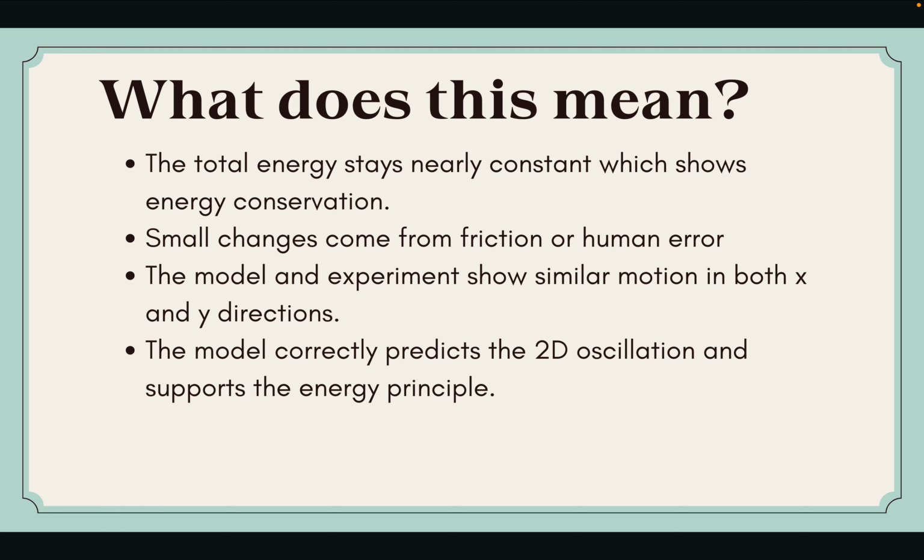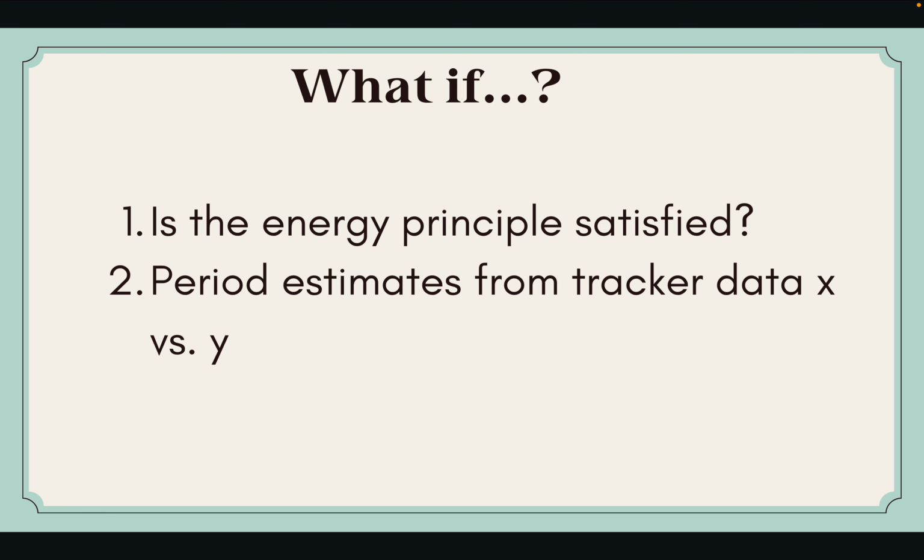So, what does this mean? In summary, the total energy remained constant, showing that energy was conserved. The model and experiment matched closely in both directions. This confirms that our energy and motion equations accurately describe the 2D spring mass oscillation. So, is the energy principle satisfied? Yes. The total energy stayed constant while kinetic, spring, and gravitational energies exchanged. That means the energy principle holds true.